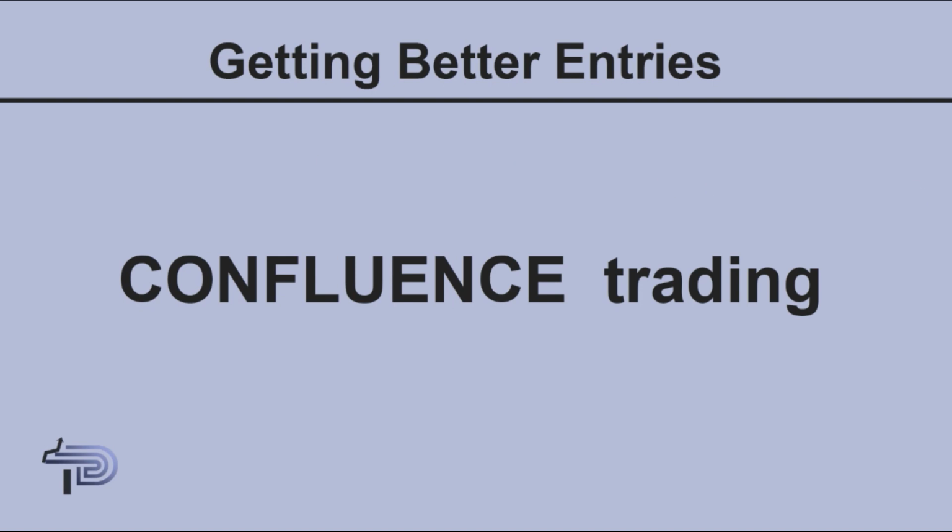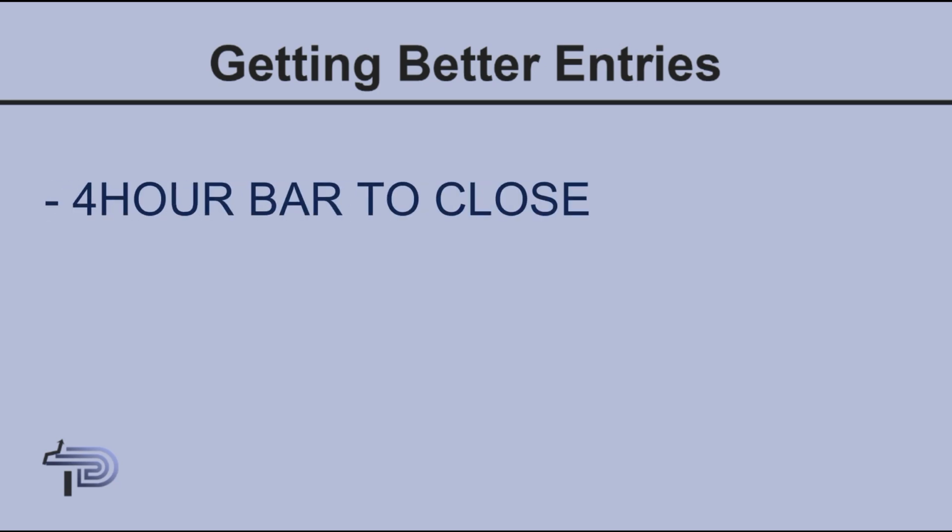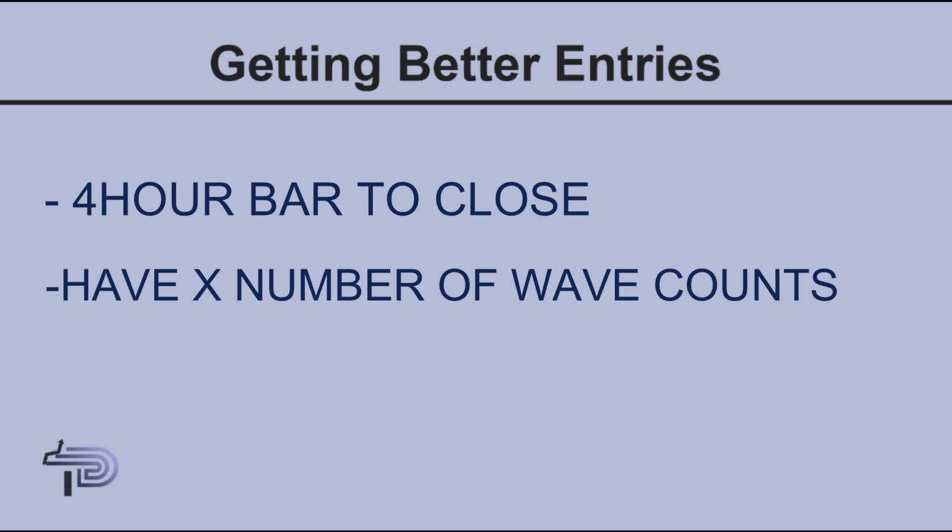Now the one tip that can be shared on helping you get better entries in the Forex market is confluence trading. When you use confluence trading, you can have a checklist where you say, okay, for me to be able to get an entry, I'm looking at Euro GBP right now, and if I'm looking at Euro GBP, I should wait for the 4-hour bar to close. And then you check, has the 4-hour bar closed? Okay, it has closed. And then you say, I need to have this number of wave counts for me to be able to think of any entry. I need this number of wave counts to know that this market is about to move in this direction.